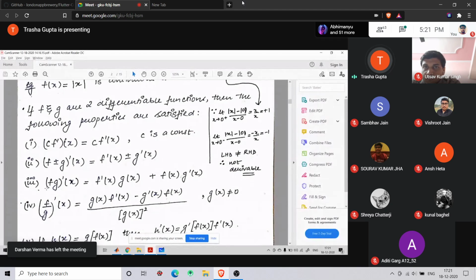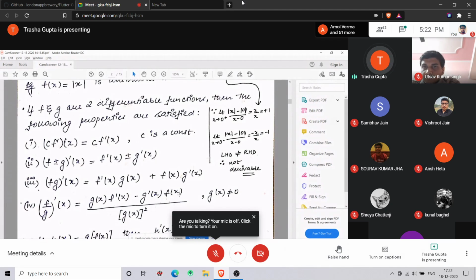For multiplication, if I multiply two functions and then take the derivative, it is the same as taking the derivative of the first, multiplying with the second, plus multiplying the first with the derivative of the second. And similarly, for the division of two functions, taking the derivative means g(x) into the derivative of first minus g'(x) into first, divided by the square of the second function.